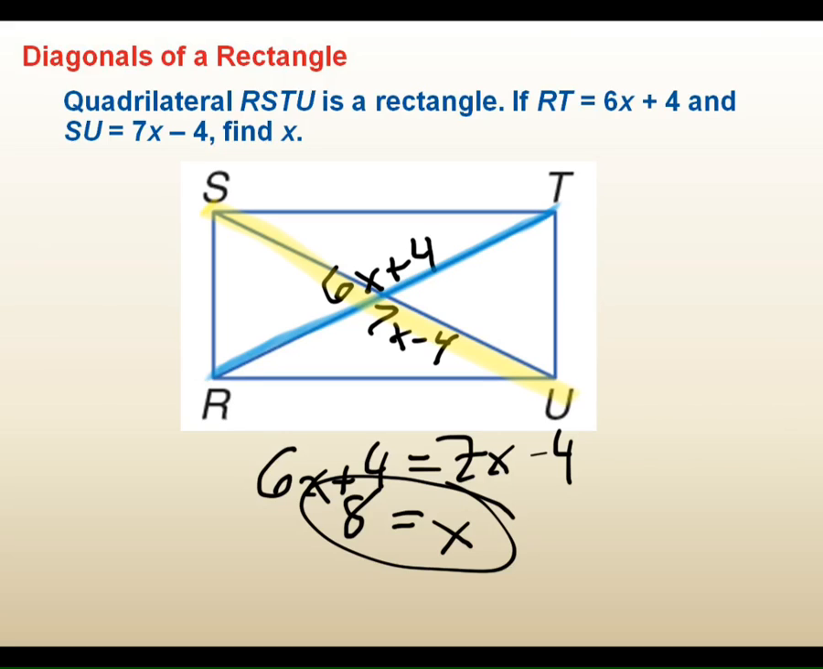I don't ask you, but if I ask you what are the diagonal lengths, you can take that 8, plug it in here, 48 plus 4, 52. In here, 56 minus 4, 52. So in this case, both of these diagonals would be 52 units long. Nothing too crazy there. Diagonals of a rectangle are congruent. They also bisect each other, but they're congruent. So in this case, from U to here would be 26.